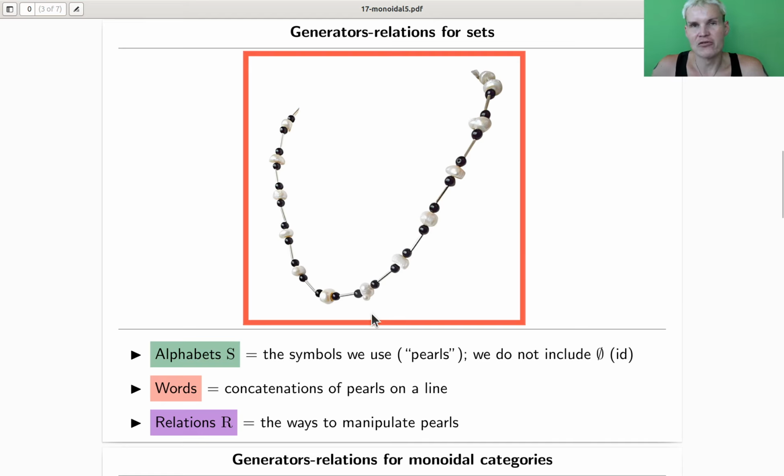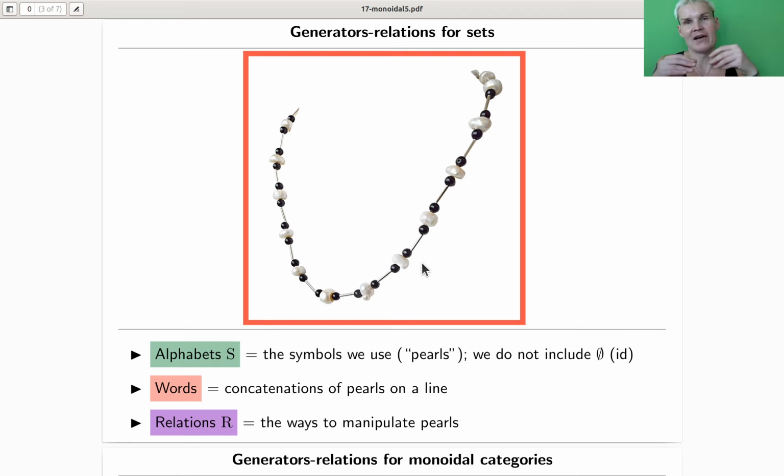And that's how you do it for sets. It doesn't really matter where they are, just the order matters, right? It's not important that there's space in between, because there's an identity sitting there that's like empty and you can delete it. But this is how it works for sets. It's like pearls on a line. Literally, that's what it is, pearls on a line.